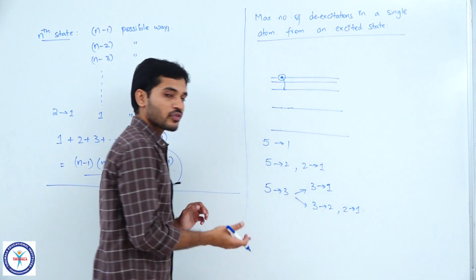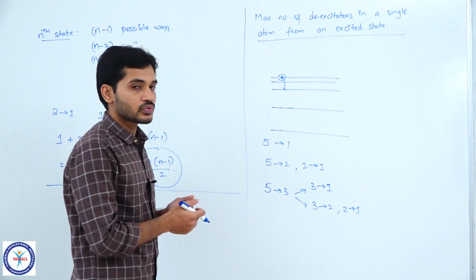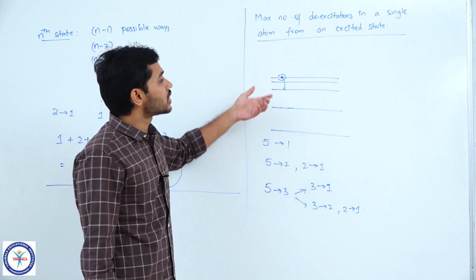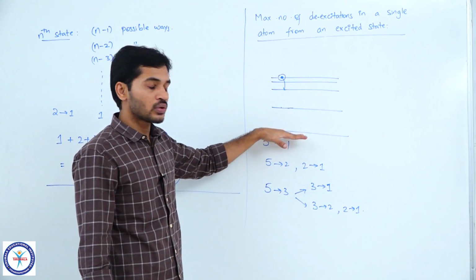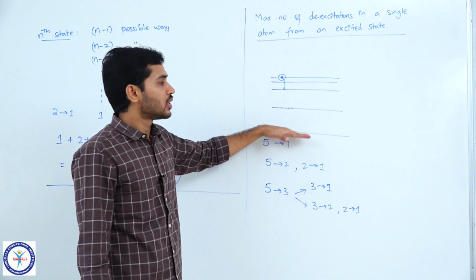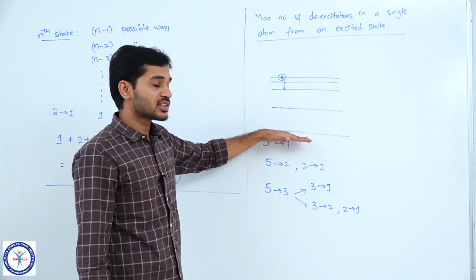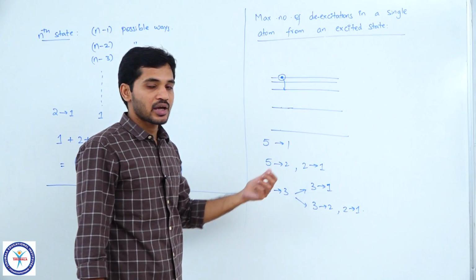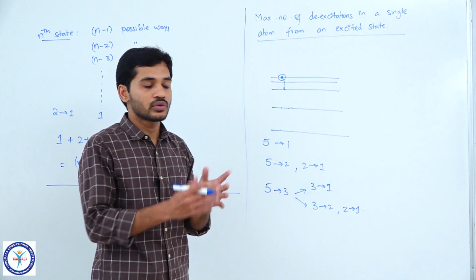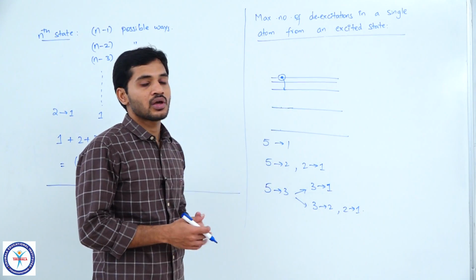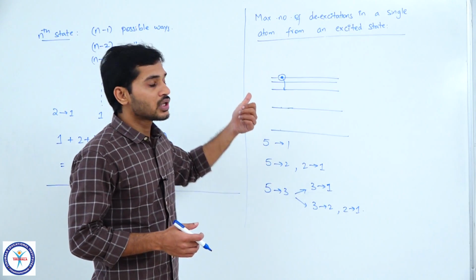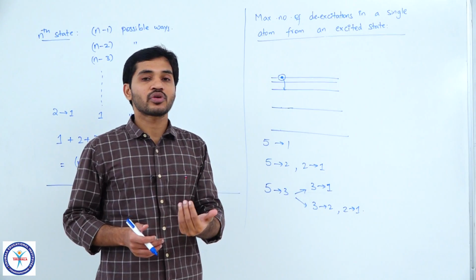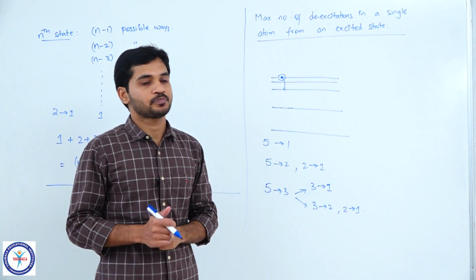Now try to think of it this way. As this electron de-excites eventually to the ground state, the stable state, there are many things that can happen even with this single electron. It can choose any one of these ways of de-excitation. Now the question which I am asking you here is, what is the maximum number of de-excitations that are possible?